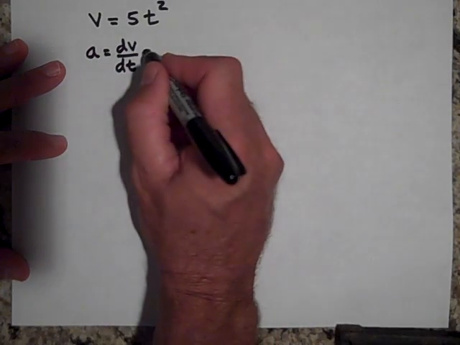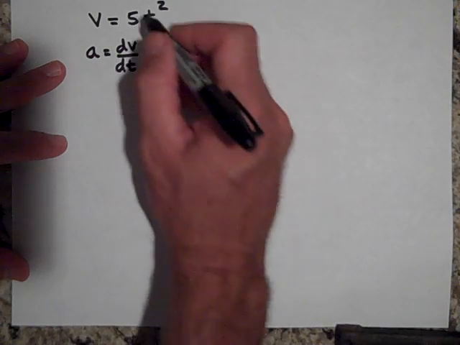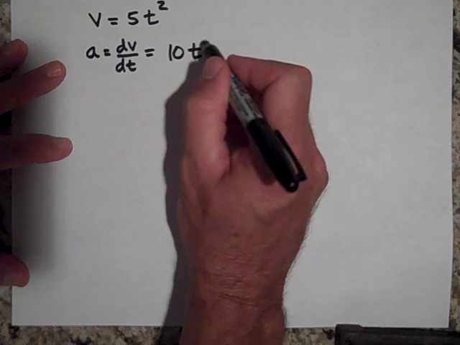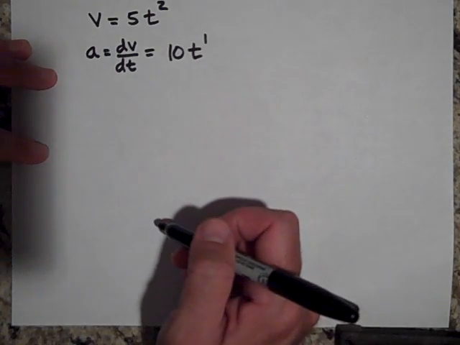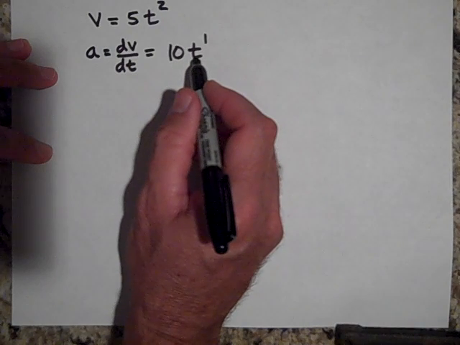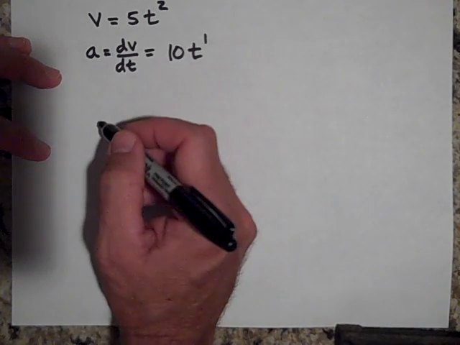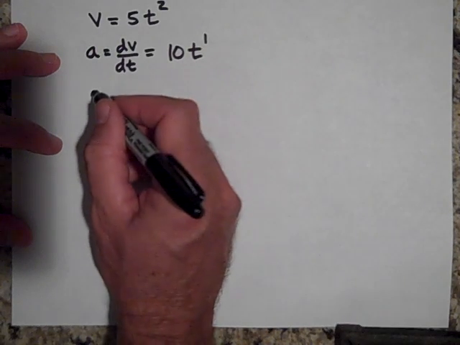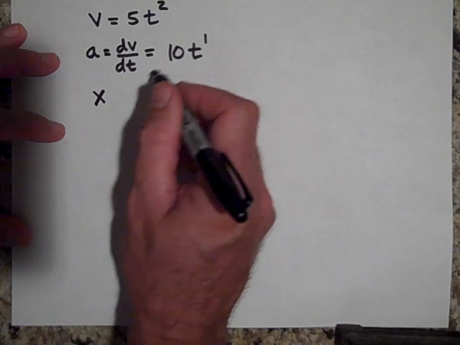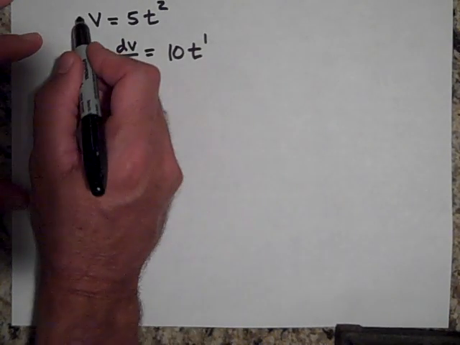And the derivative of v with respect to t, you're just going to take that 2 and multiply it by the coefficient 5. And so that's going to be 10 t to the first power. I have an equation that can, for any time, tell me what the acceleration will be. Okay, but if I want the function of x, how that changes with time, then I need to take the antiderivative.